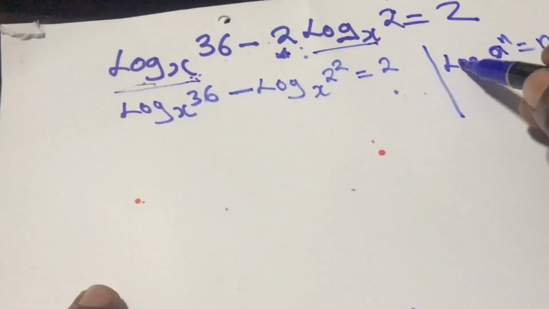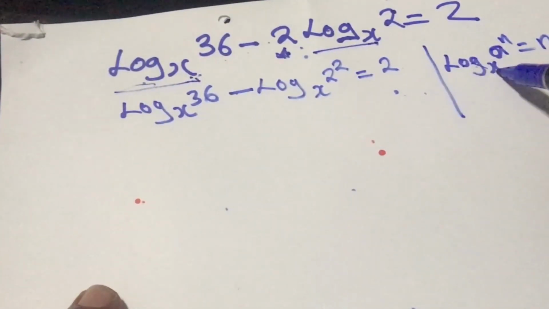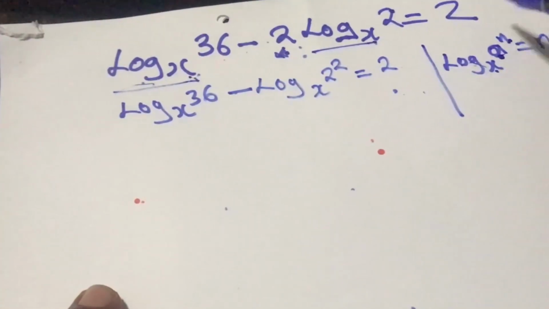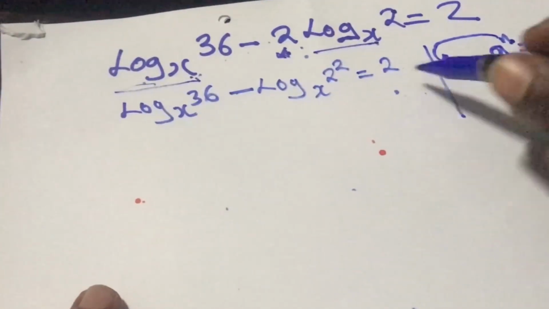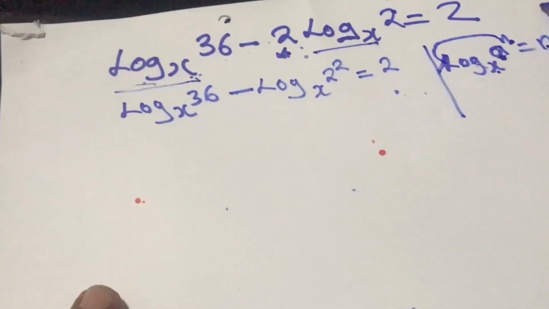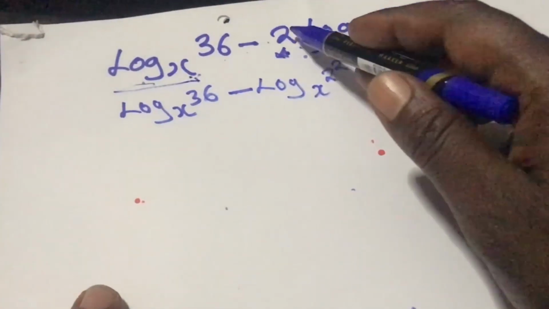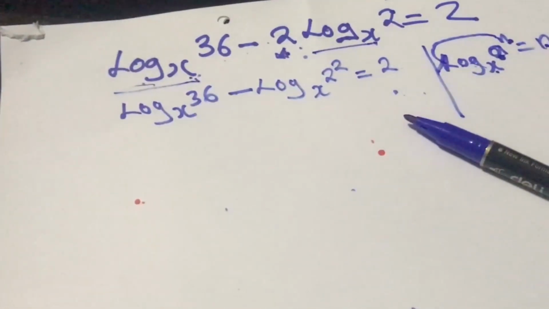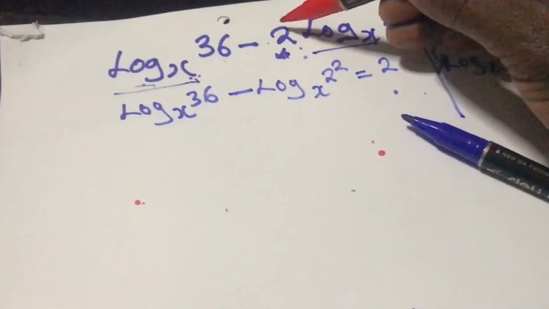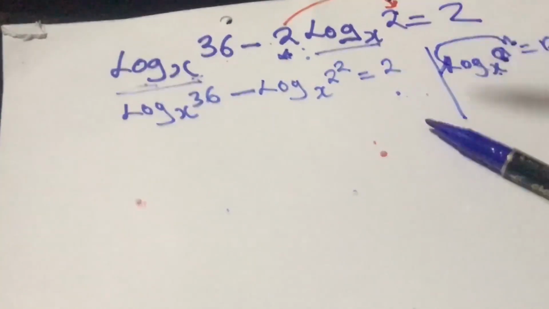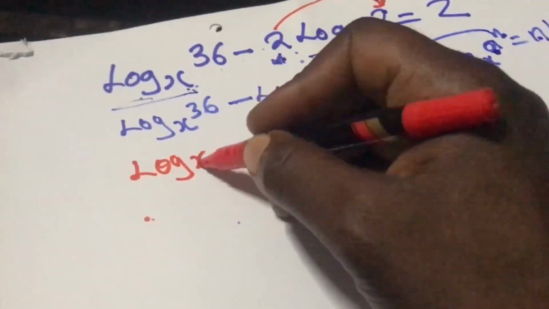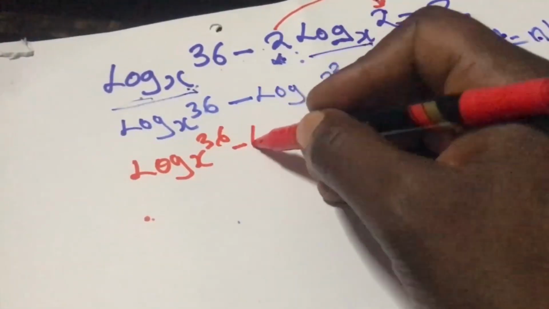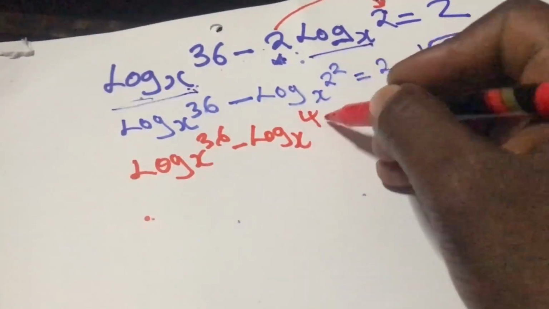So if you have a log like log x a raised to the power n, this n just comes in front of the log. So what I've done here, I've just done the opposite. This number has become a power there, isn't it? So we can go ahead and say log x 36 minus log x 4 is equal to 2.